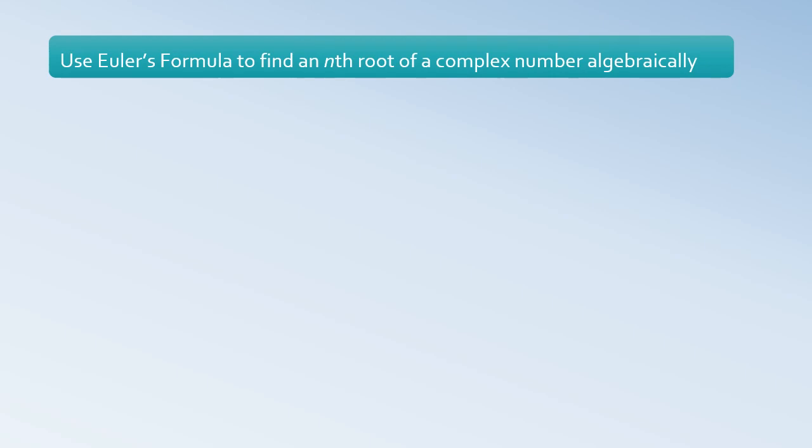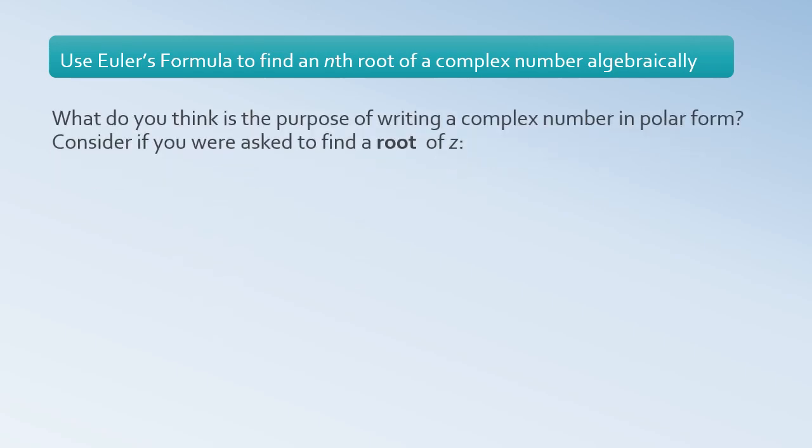Now let's look at another objective. Use Euler's formula to find an nth root of a complex number algebraically. So you might be thinking, why are we doing this? In other words, what do you think is the purpose of writing a complex number in polar form? In other words, consider if you were asked to find a root of z.